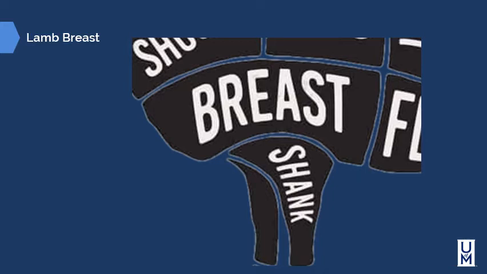Although the breast is not used extensively in food service operations, it can be stuffed and braised, either bone-in or boneless. Lamb foreshanks are quite meaty and may be braised and served as an entree, used for broths, or ground for meats.